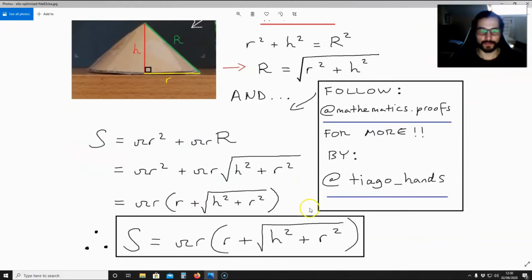And you can actually find this formula on Google. If you search for the surface area of a right circular cone, you're going to get this value over here in terms of R and H.